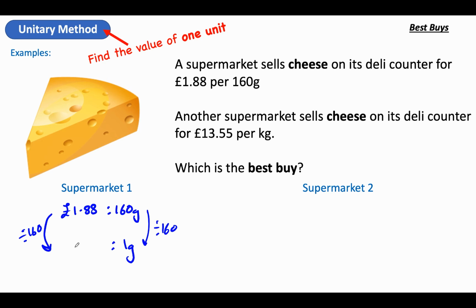I'm going to put my answer in pence, because it's actually, oh, that's kind of confusing. Actually, no, I'm going to write them in pounds because we started in pounds. So I'm going to write this next one in pounds. Just totally contradict myself there. 1175. So that's actually just over 1 pence per gram, but 0.01175 pounds per gram. Let's go over to supermarket 2.